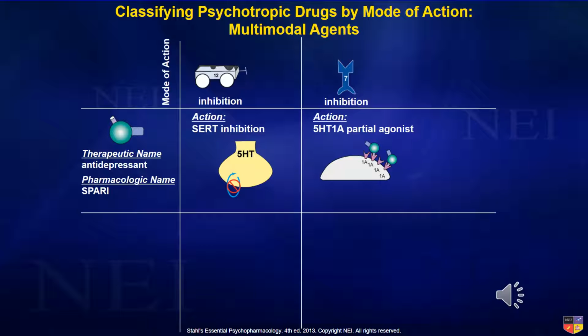Another multimodal agent that works both by inhibiting the reuptake of serotonin in the serotonin reuptake transporter, and also working on the G-coupled protein as a partial agonist, is the newer medication Viibryd, or vilazodone, which is a serotonin partial agonist reuptake inhibitor, SPARI.